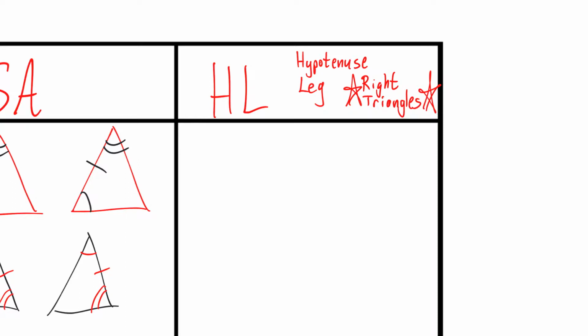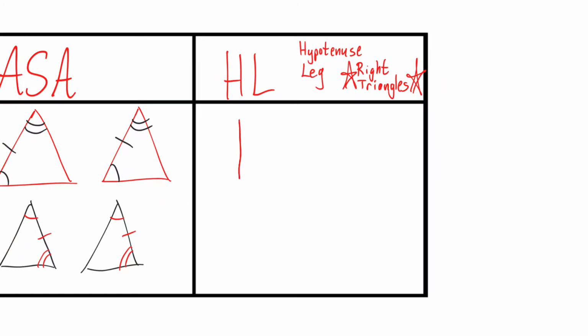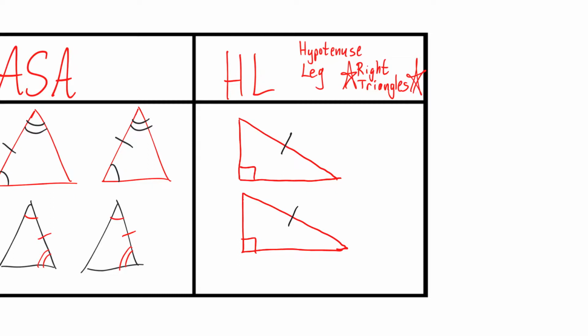And we really haven't got into right triangles a lot yet this year. We definitely will, like before Christmas and after Christmas. But the hypotenuse is the longest side of a right triangle, and then the leg is one of the two sides that makes the right angle. So it's like this. So if you have two right triangles, if the hypotenuse on both of them is congruent, and then if either one of the legs are congruent, then that's enough information for me to know that those two triangles are exactly the same.